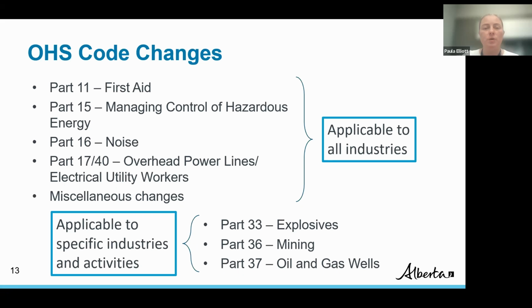So in the spring of 2021, a 6-week online survey was launched to consult on 13 different parts of the code. Some of those parts were included in the changes that came into effect on December 1st, including around health and safety committees and radiation protection. Some of the changes are being proposed for future years, and then the remaining have actually been grouped into 8 topics. Of those 8 topics, 5 of them are applicable to all industries, while only 3 of them are applicable to specific industries or activities.